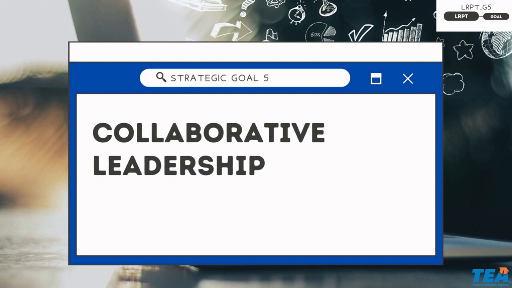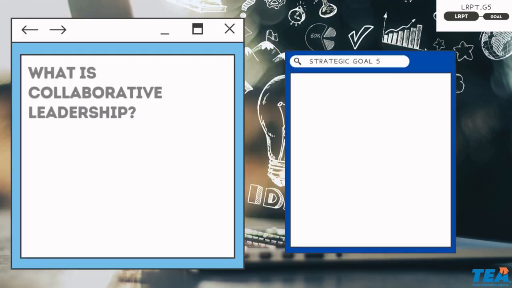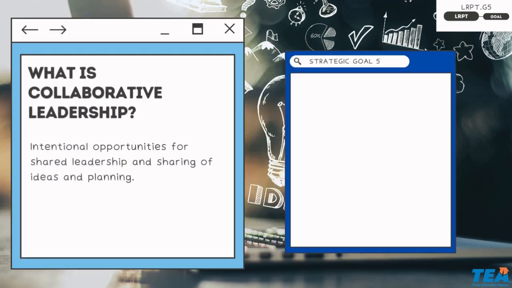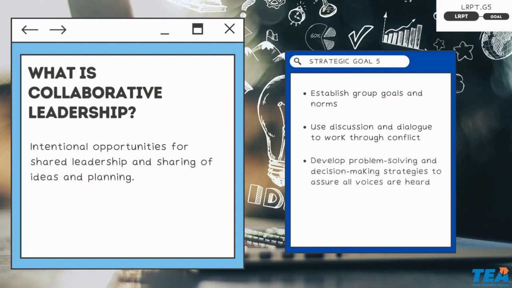The fifth of 6 strategic goals for Texas Long-Range Plan for Technology is collaborative leadership. Broadly, collaborative leadership is creating intentional opportunities for shared leadership and sharing of ideas and planning. To create an environment where this can thrive, it is important to establish group goals and norms, to use discussion and dialogue to work through conflict, to develop problem-solving and decision-making strategies to assure all voices are heard, and to ask what-if questions, to communicate openly with one another.